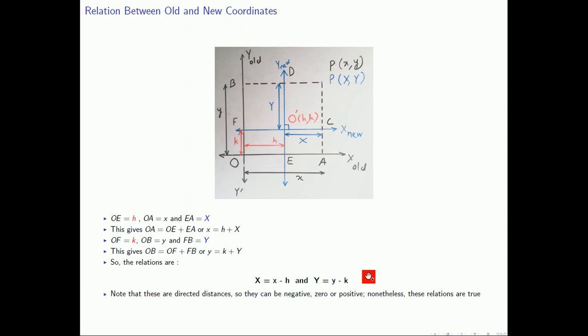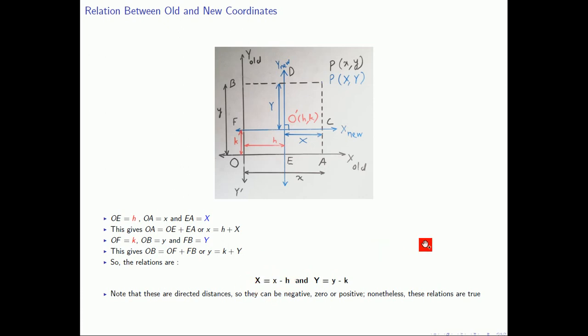Now, one thing to keep in mind while shifting the origin is that all of these capital X, small h, capital Y, small y, and small k, these are directed distances or coordinates. So they can either be 0, they can be negative, or they can also be positive. But irrespective of the sign as well as the magnitude, these relations are true. So even if h or k or any one of these is negative, it doesn't matter. All you have to do is simply follow the formula because this is the one which we have proved just now.